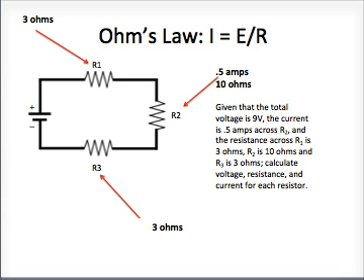Given that the total voltage is 9 volts and the current is 0.5 amps across resistor 2, and the resistance across resistor 1 is 3 ohms, resistor 2 is 10 ohms, and resistor 3 is 5 ohms, calculate the voltage and current for each resistor.